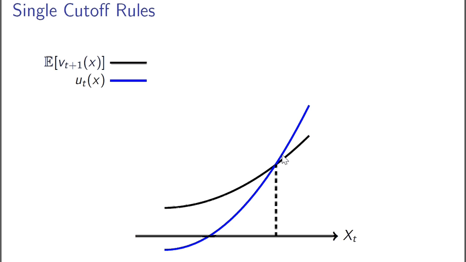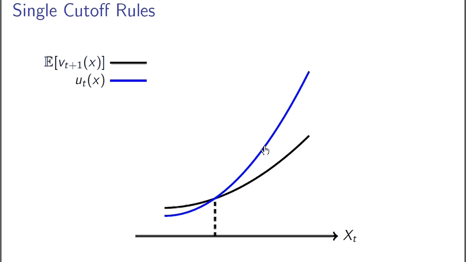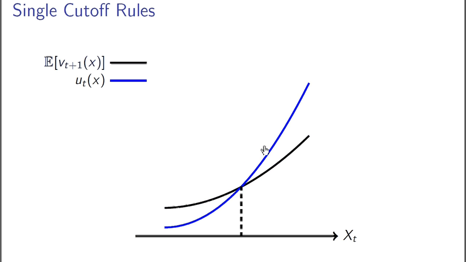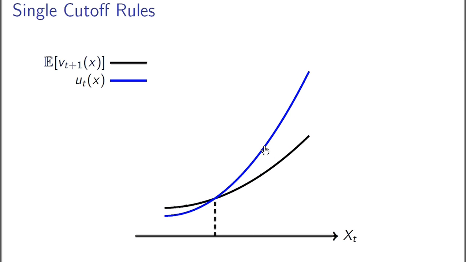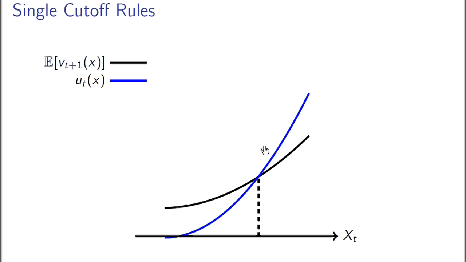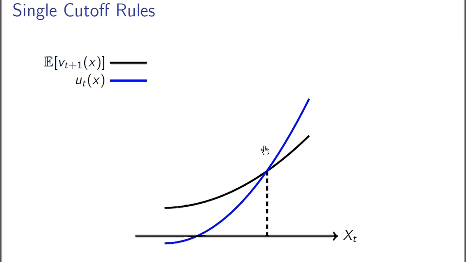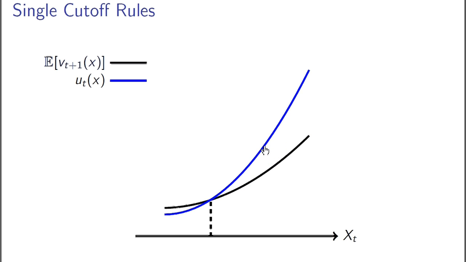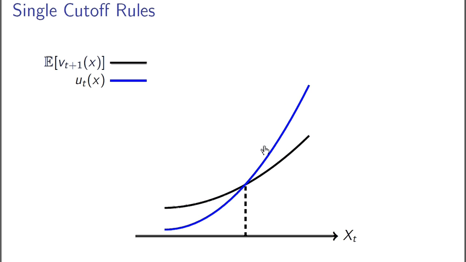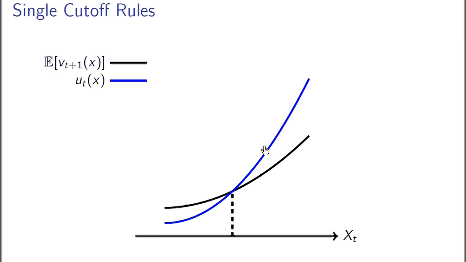If u is above v, then we stop. So we stop on the right, and we continue on the left. One way to think about this is if we move up and down this u function, then we can make the agent stop at any point. What is the requirement? First we need u to be increasing. Second, we need that single crossing condition, which means they intersect at only one point, and that point is where we want to implement our stopping threshold.